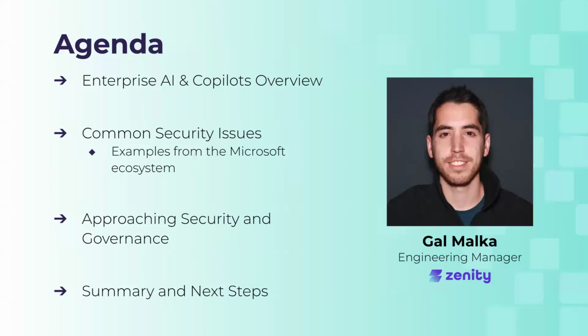Gal is first going to walk through what enterprise AI is and what enterprise copilots are, giving a quick overview of what these things are and how they come into play. He'll then go over some common security issues, highlighting a couple of real life examples from the Microsoft ecosystem that are broadly applicable throughout the market. He'll then talk about what you can do from a security and governance perspective to approach these problems. And then we'll tidy it up and leave you with a summary and some next steps as well.